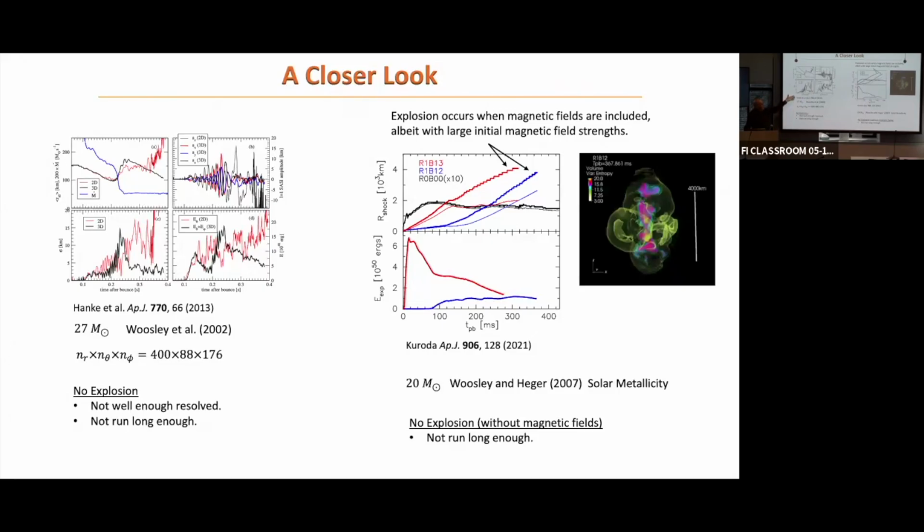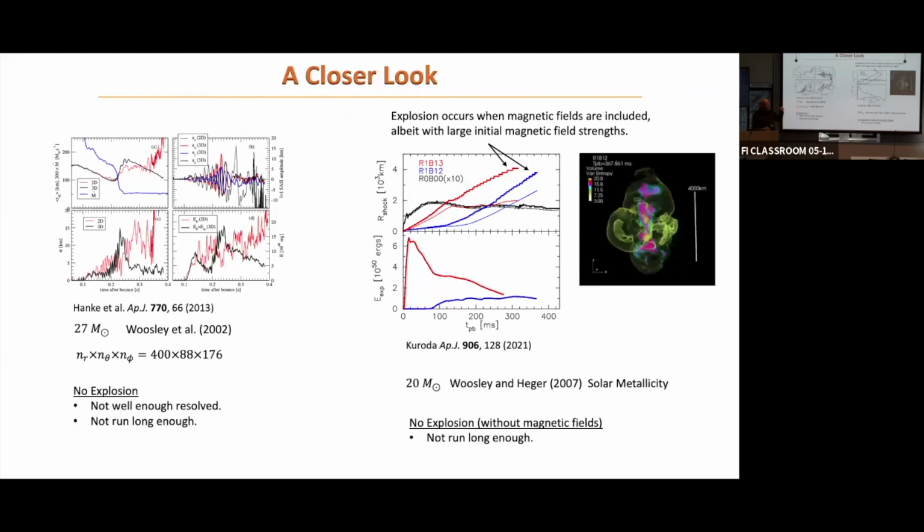So the conclusion here was that there was no explosion, when in reality, it simply could have been a matter of not running the simulation long enough. It certainly was not well enough resolved, which is going to have a problem with regard to the turbulence, because it'll dissipate energy at larger scales than it should, and it will affect the outcome.